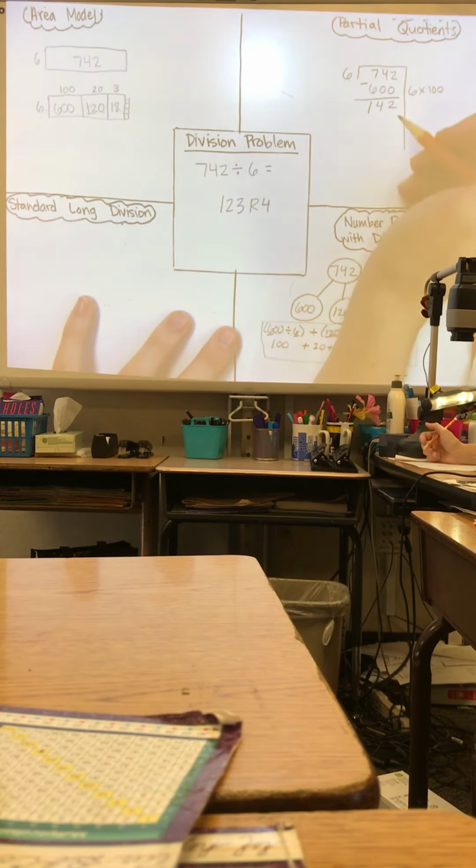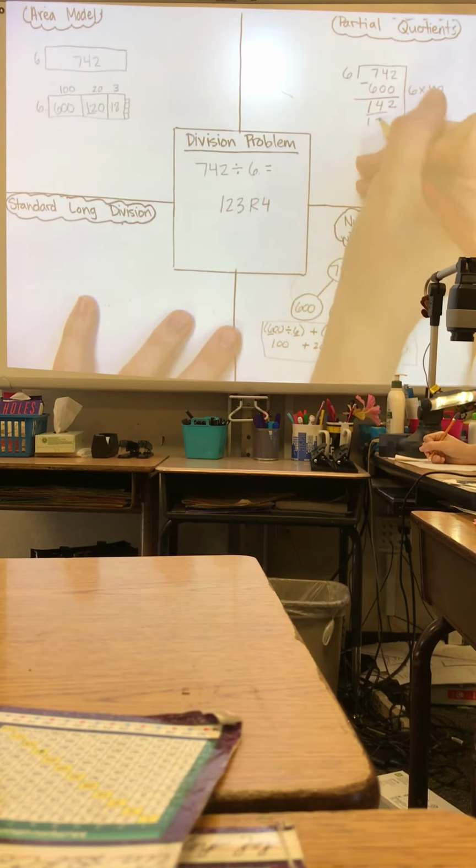No, nothing's there, so I'm going to think of my multiples of 6. 6 times 1 equals 6. 6 times 2 equals 12. And 6 times 3 equals 18. I know I can't use 18 because that would be larger than my 14. So I'm going to go back to 6 times 2. But I'm not just going to have 2 because I have 2 in my tens place. So I'm going to add that additional 0. 6 times 20 equals 120.